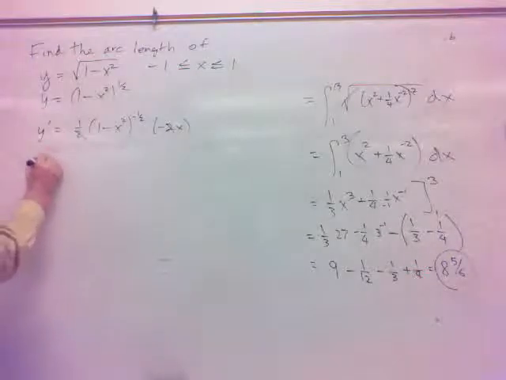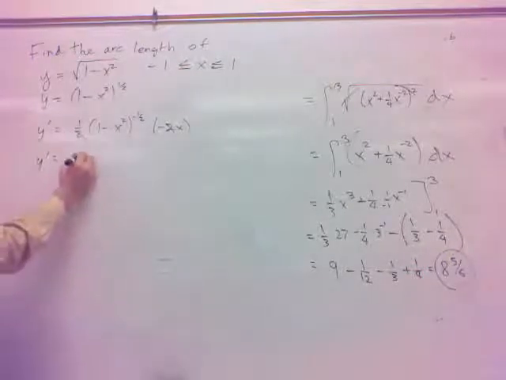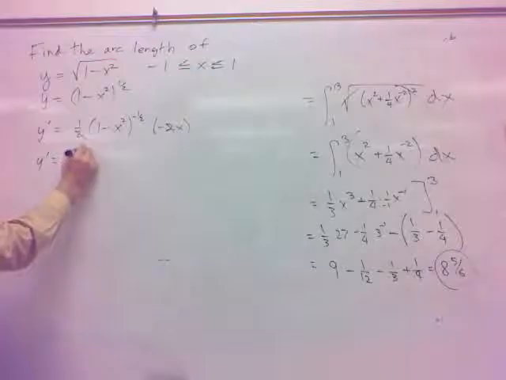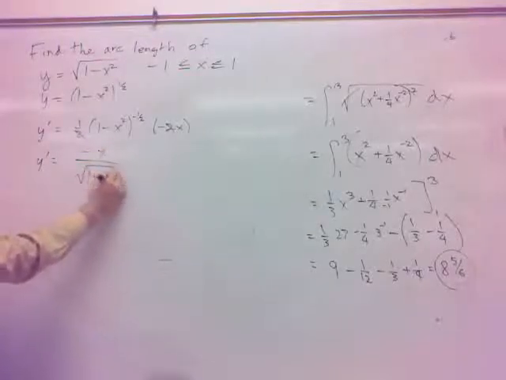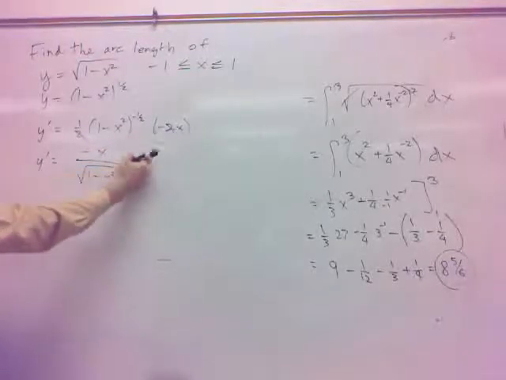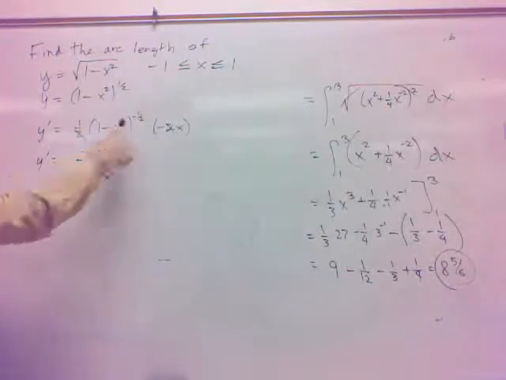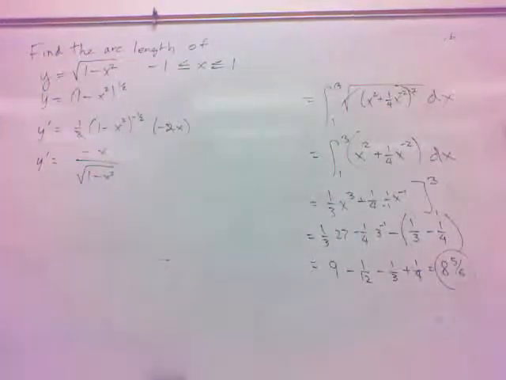Let's write it this way. Derivative is, so you'll see why in a second, minus x on top and the square root of 1 minus x squared on the bottom, wouldn't it? Got minus x on top, but then that would flip over. Let's write it like that.